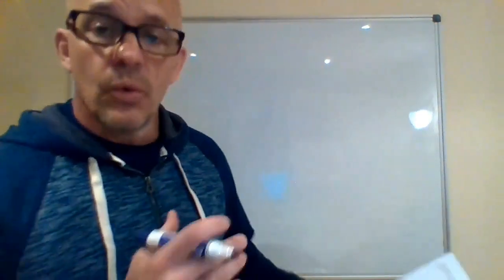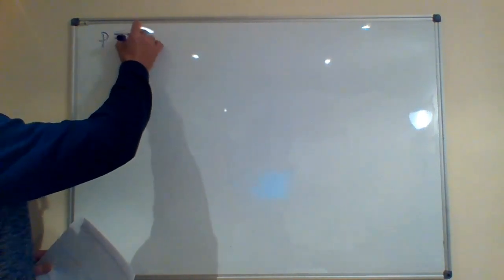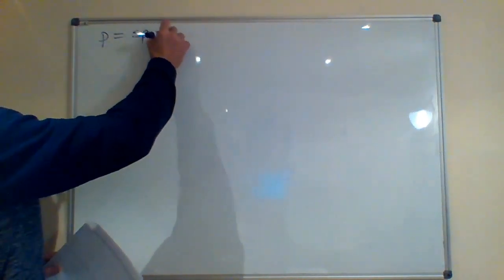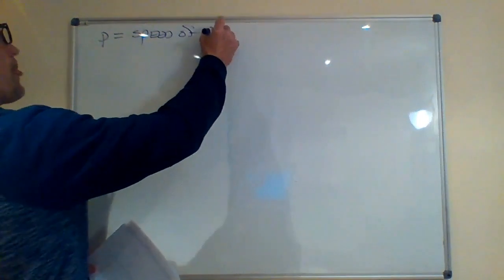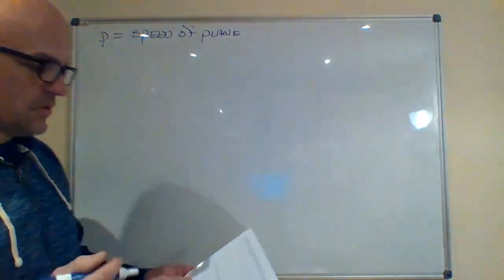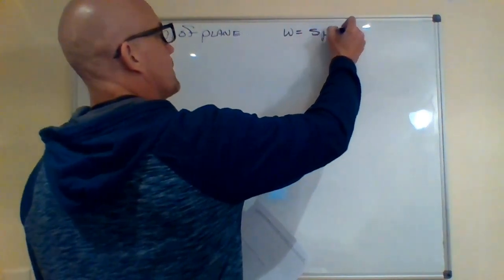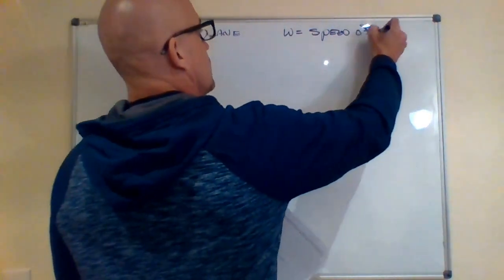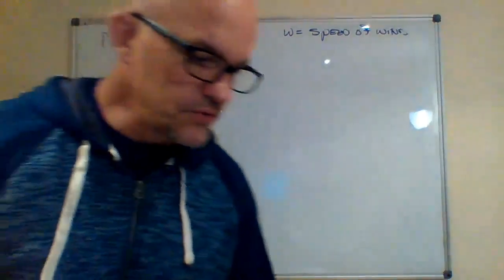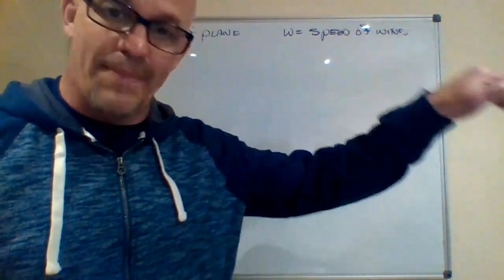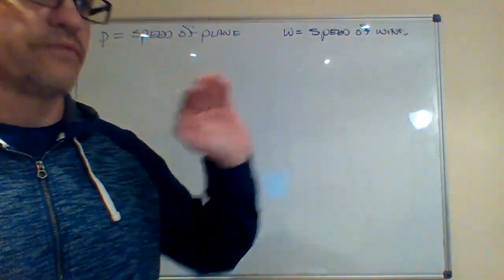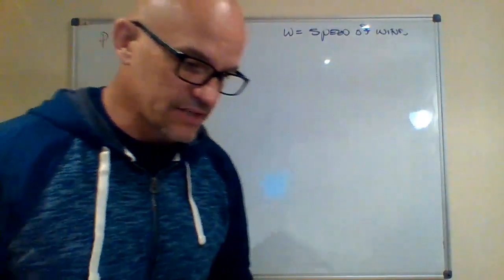So we got 2 things to find. We need to define 2 variables. So the first one, I'm going to say P equals speed of the plane. The other one is the wind. So W is going to equal speed of the wind. Okay, awesome. So what are my two scenarios? Well, we have a trip out and a trip back. So we've got one trip one direction, one trip the other direction.